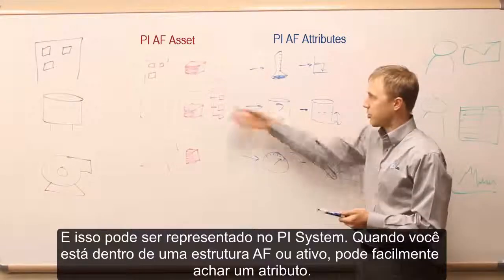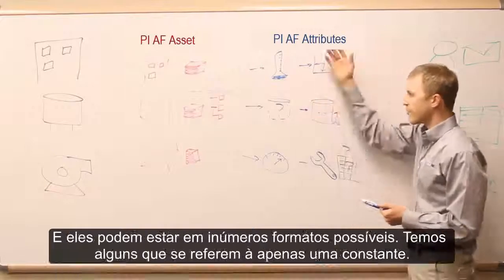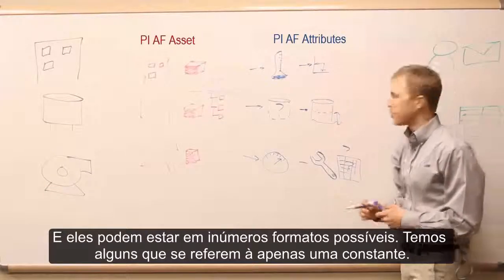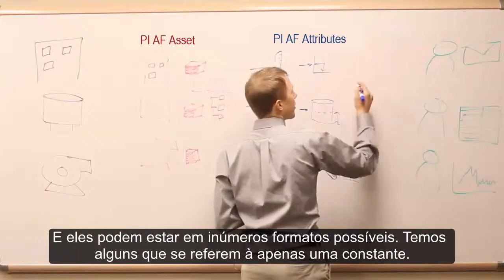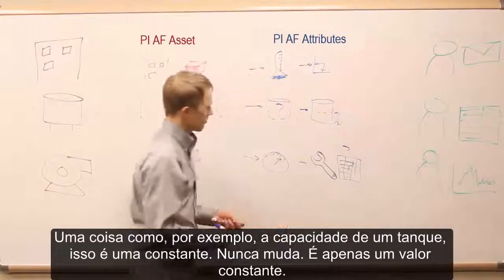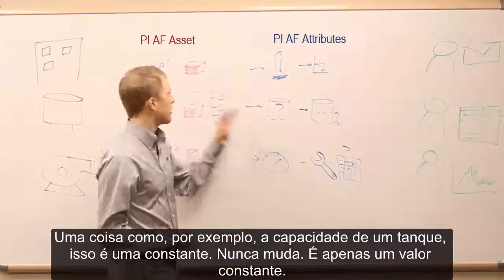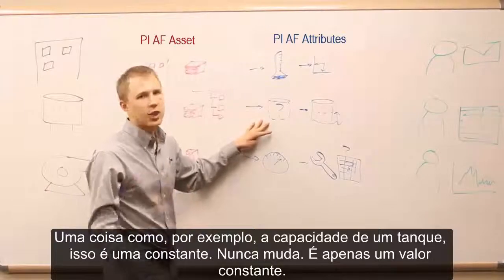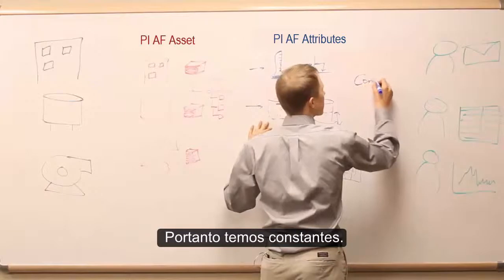When you go in and you find an AF structure, an asset, you can find an attribute. And they have a variety of different types that we could use. We can have ones that refer to just a constant value. So something like the capacity. That's just a constant value for this tank. It's set and it never changes. It's just a constant value. So we can have constants.